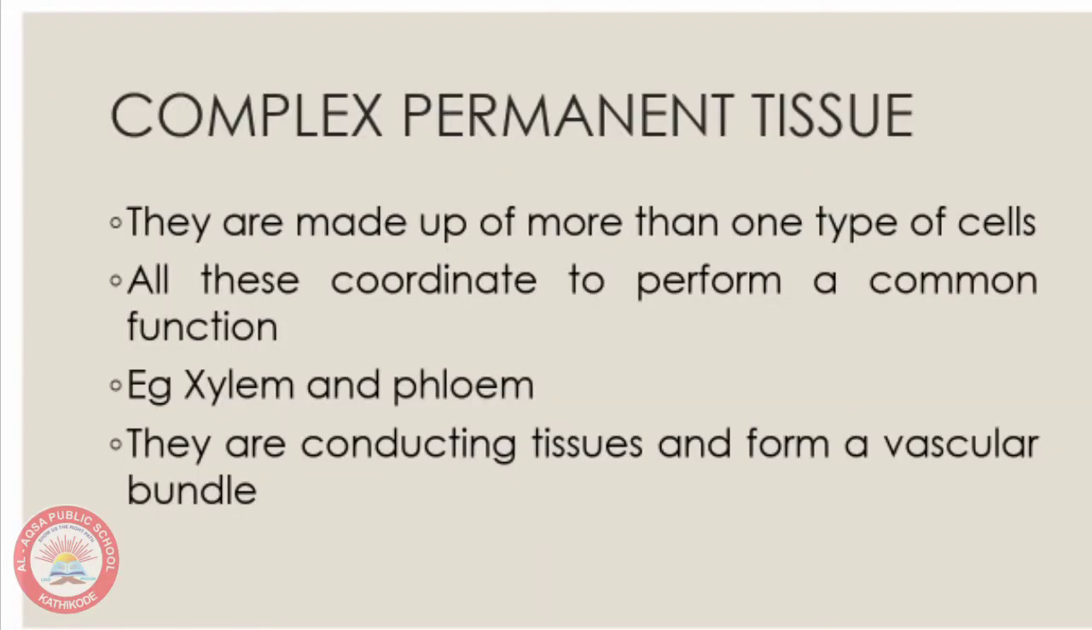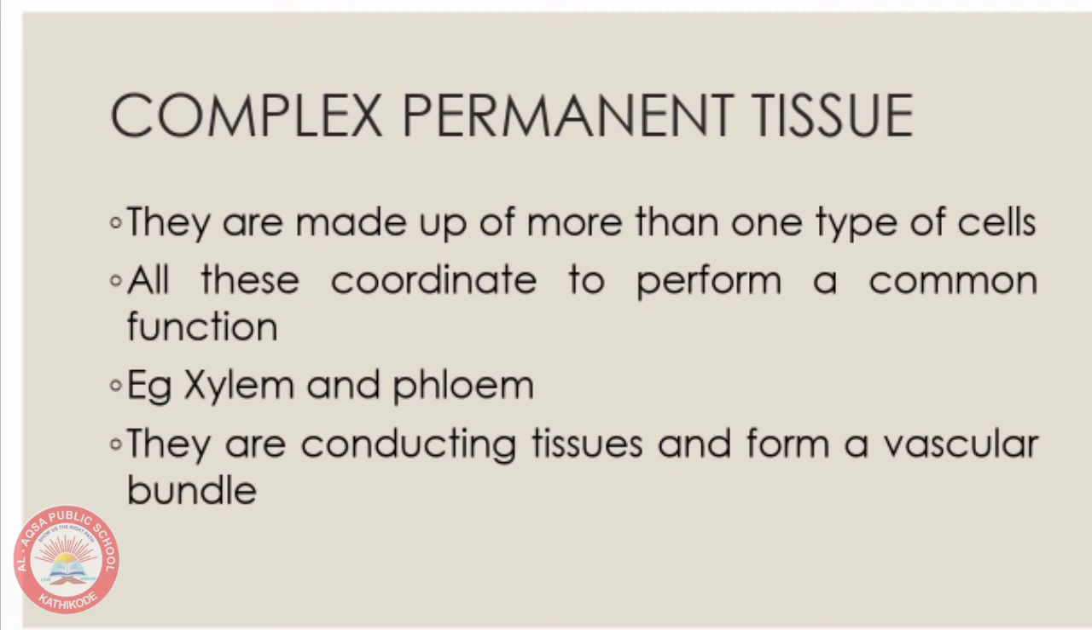In the last class, we learned about the protective layer of tissue called the epidermis. Now we are moving on to the next section, that is complex permanent tissue. Let us see. We have already studied the different types of simple permanent tissue. We saw that each of these simple permanent tissues are made up of the same type of cells.